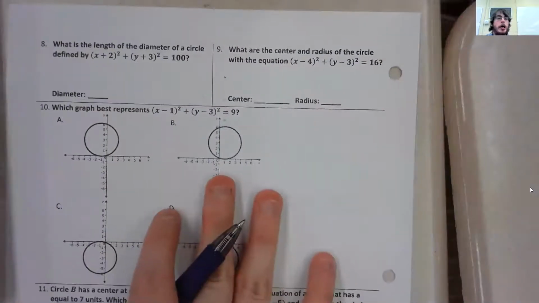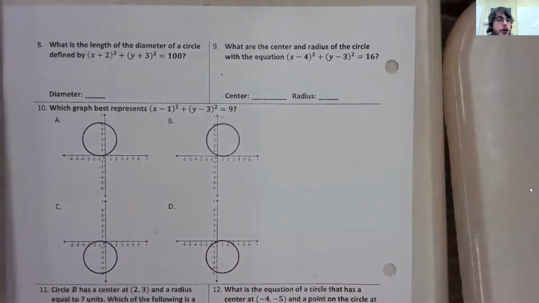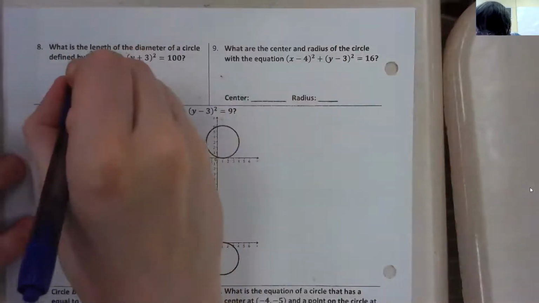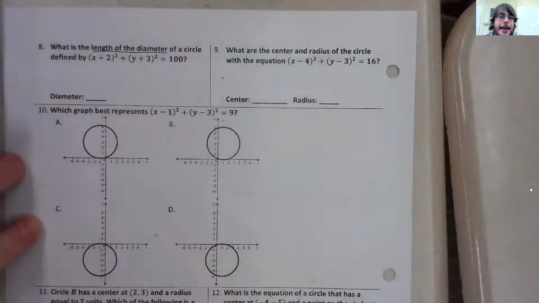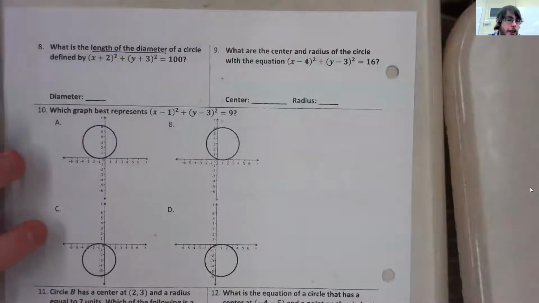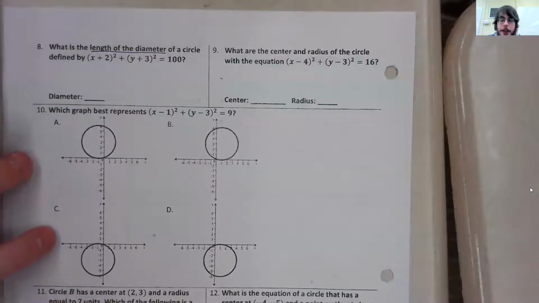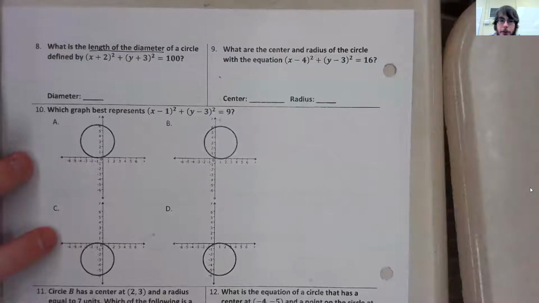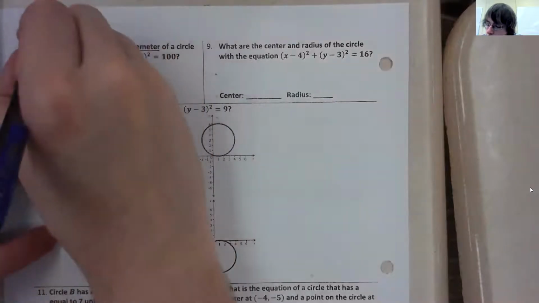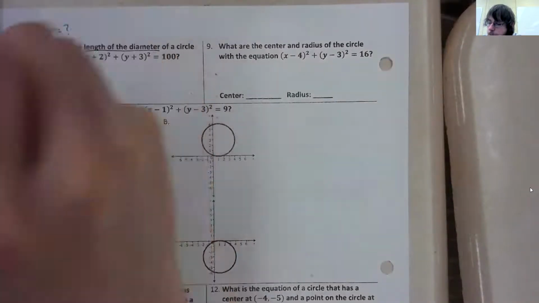Number 8, what is the length of the diameter of a circle defined by (x + 2)² + (y + 3)² = 100? So it's important to note that it's asking for the length of the diameter. So the first thing you need to find if you're looking to find the length of the diameter is you need to know what is the radius.